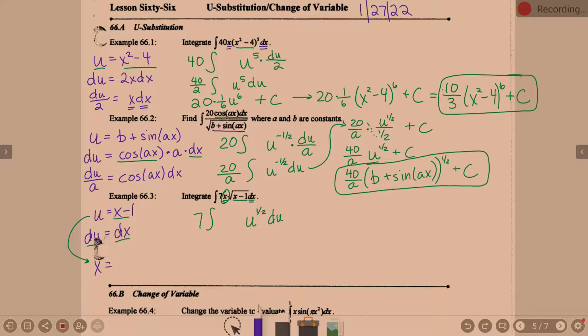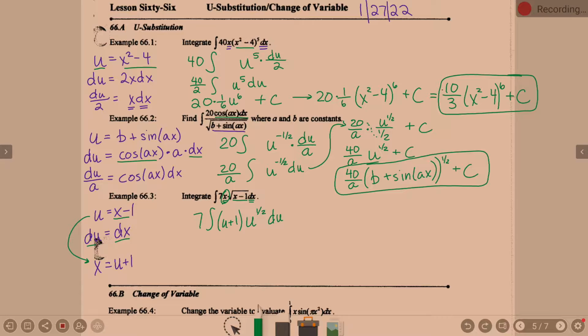According to u being x minus 1, what is x equivalent to? If you add 1 to the other side, it is equivalent to u plus 1. So I can take my x right here and replace it with u plus 1. That's a little trick that happens sometimes when you have an extra variable there. If you have an extra variable like that, you should be able to go back to your u statement and manipulate it.